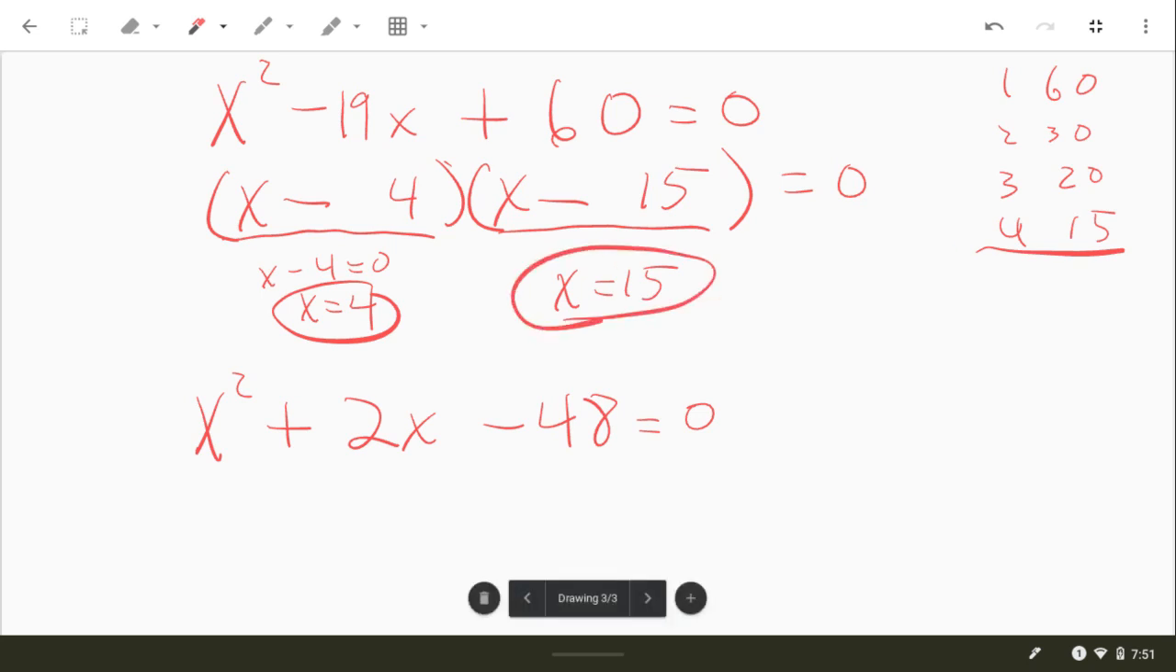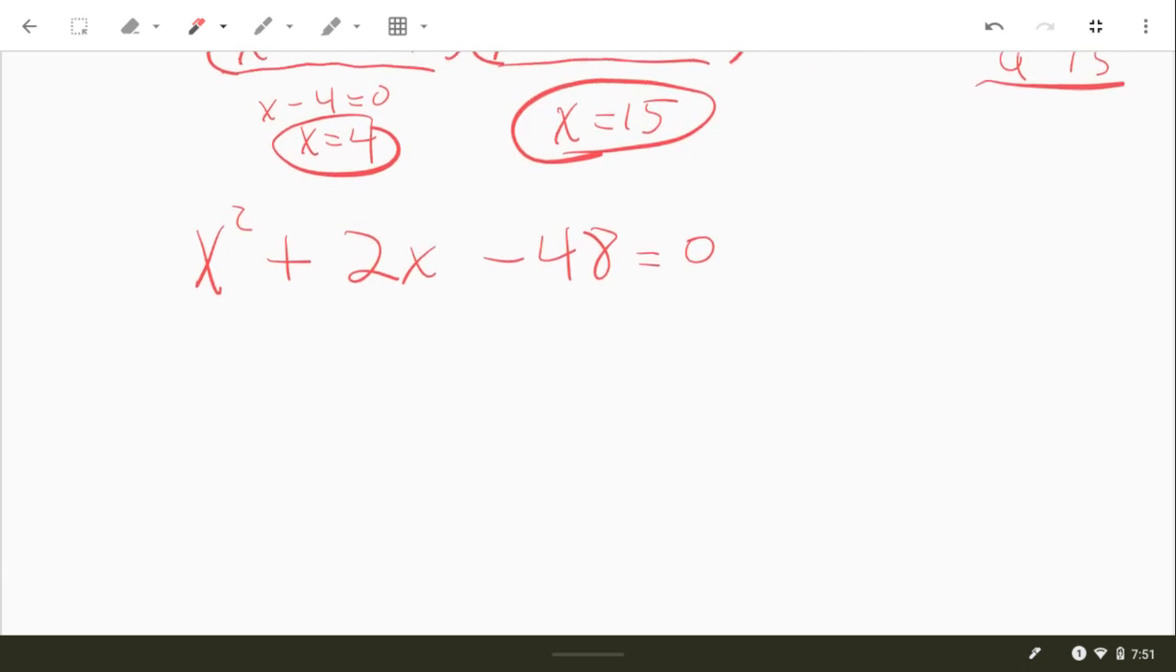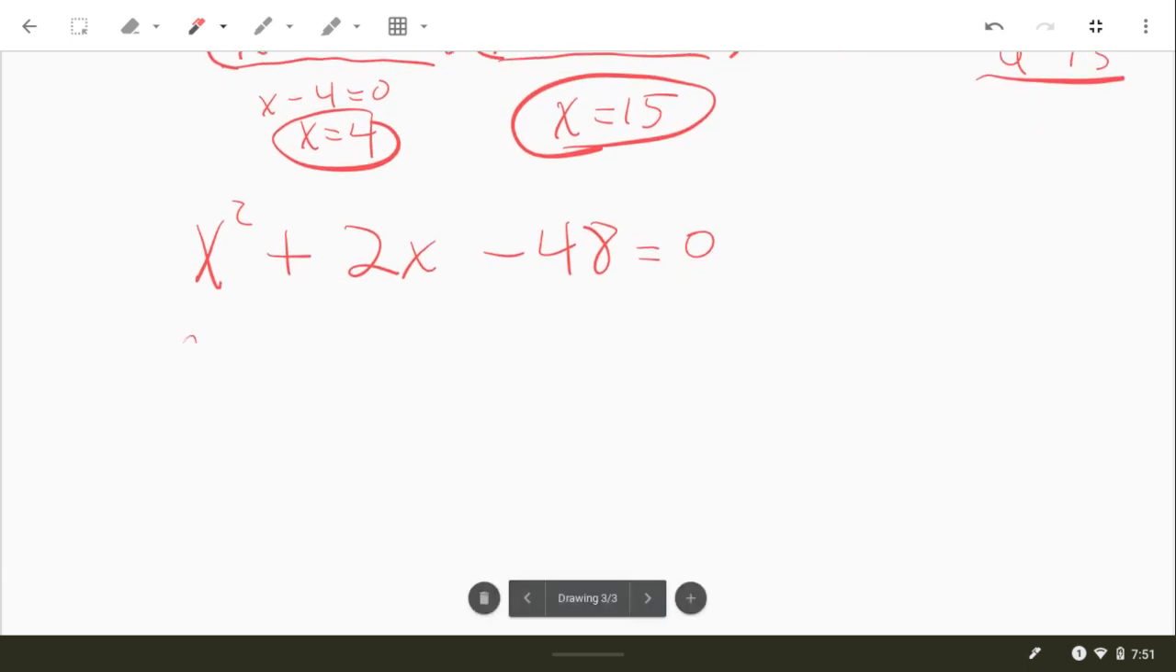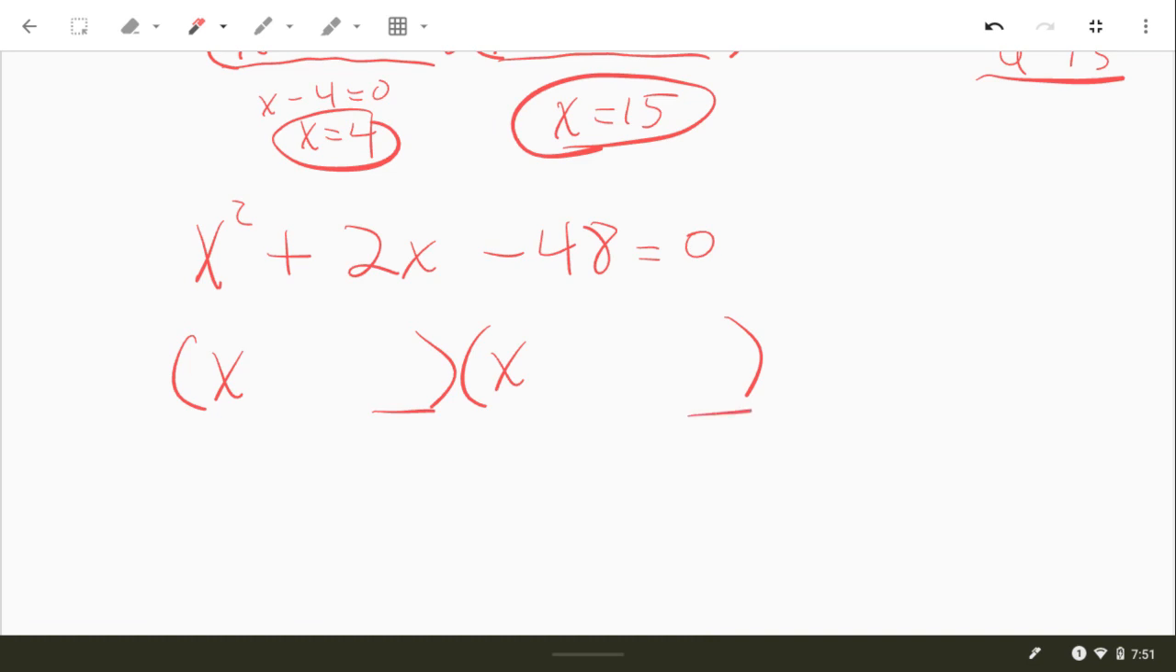The one below it, x squared minus 2x. So this one, we're going to have different signs this time because it's a minus 48. The only way that you can multiply two numbers and get a negative is if one's negative and one's positive. So I want them to combine to give me a 2. They're going to be subtracting this time. That's going to be a 6 and an 8. 6 times 8 is 48, and those will subtract to give me 2.